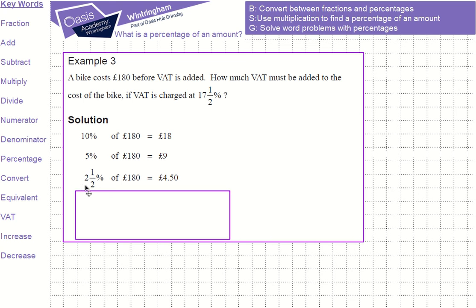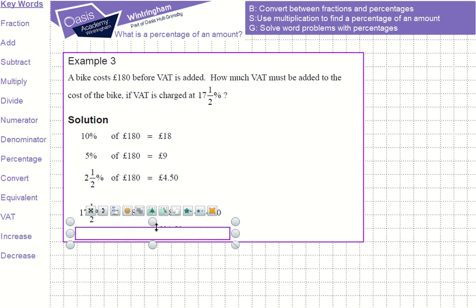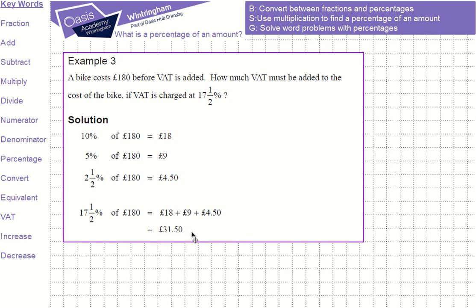And then we need to find 2.5%. So again, 5 divided by 2 this time will give us 2.5, and we also divide 9 by 2 to give us £4.50. So in total, if we add all of these percentages up, we will get 17.5%. And we also need to add up our money for each of these percentages. And the total of that will be £31.50. So 17.5% of £180 is £31.50.